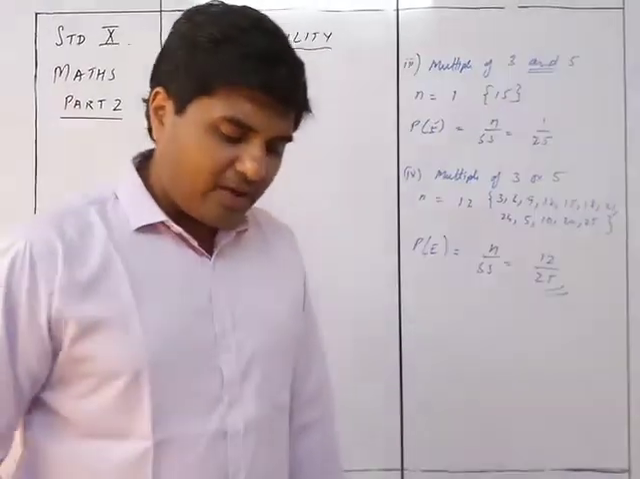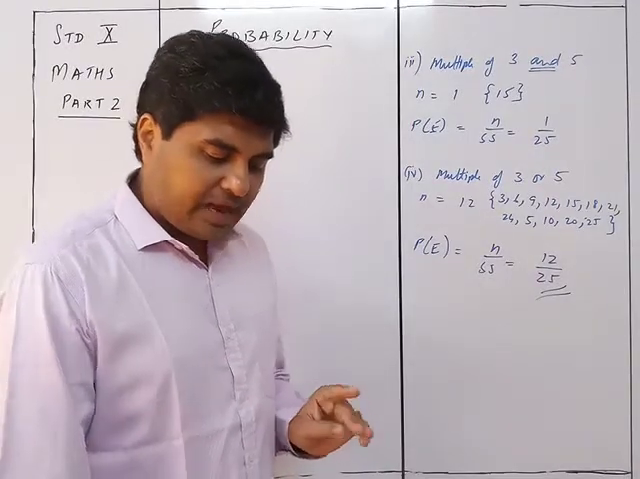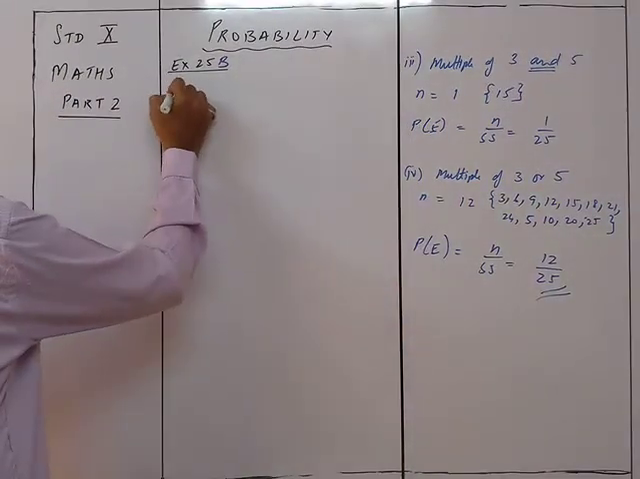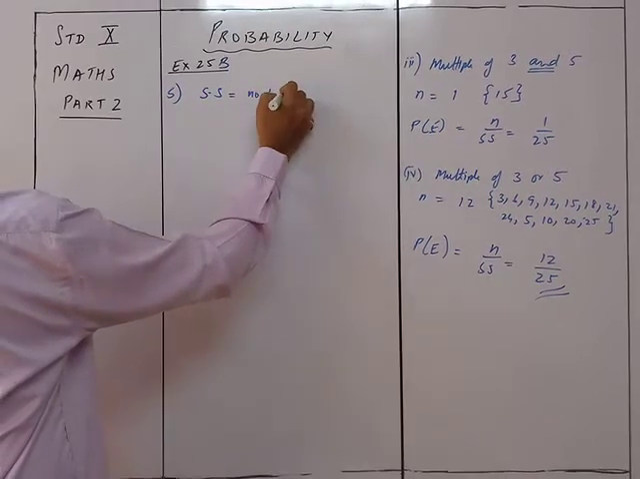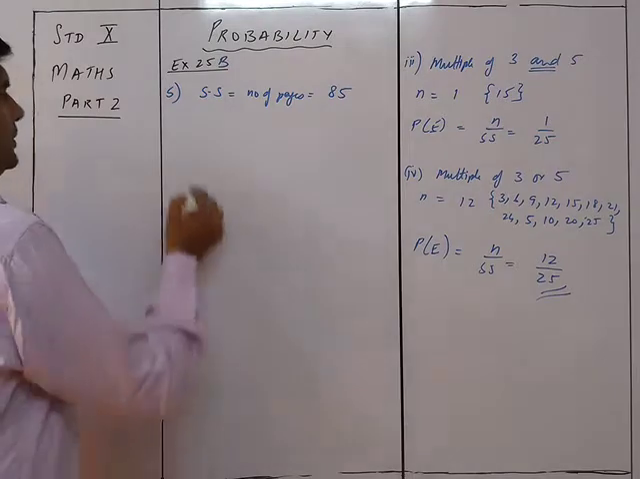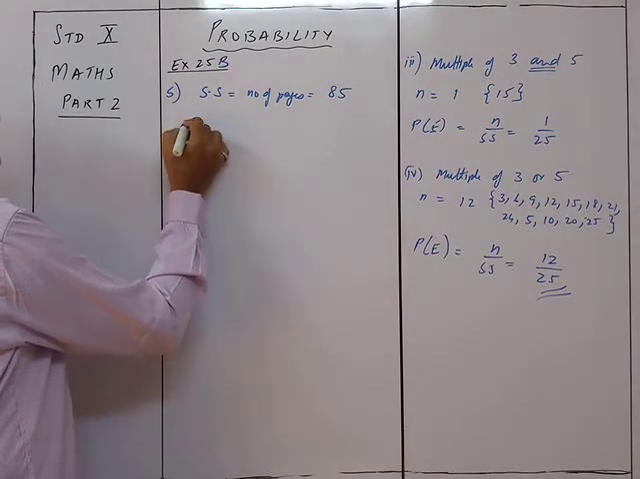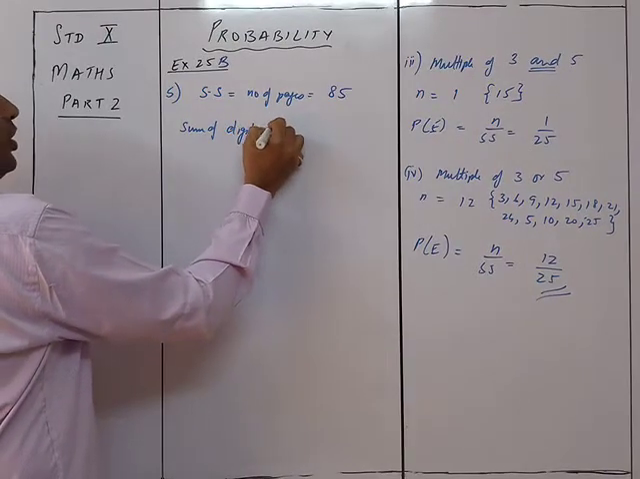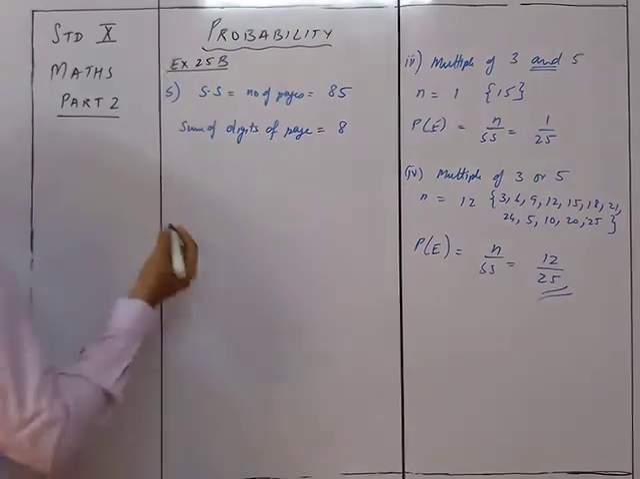A book contains 85 pages. A page is chosen at random. What is the probability that the sum of the digits of the page number is 8? So the first thing is that the sample space is the number of pages, which is 85. The event is that the sum of the digits of the page number is equal to 8.